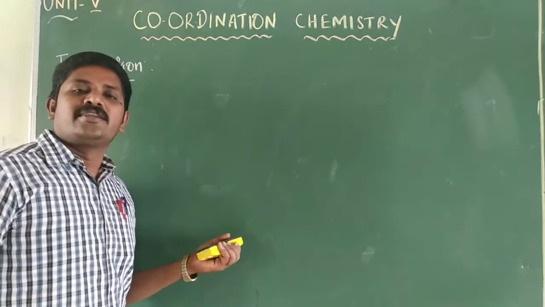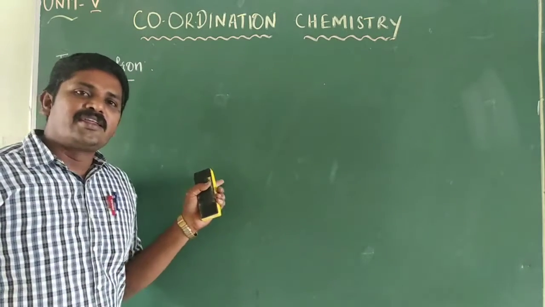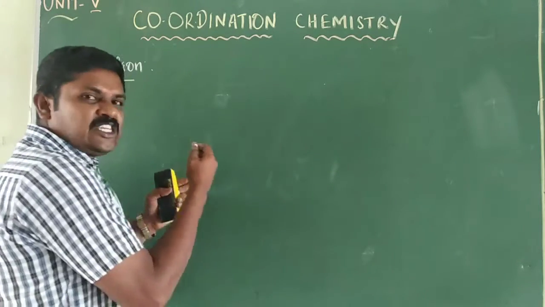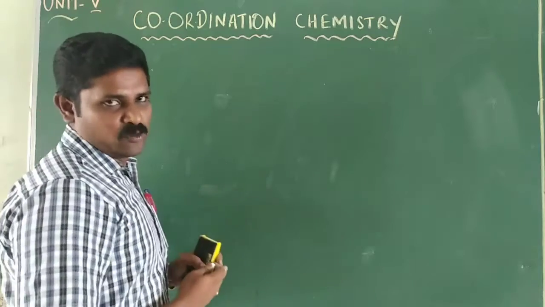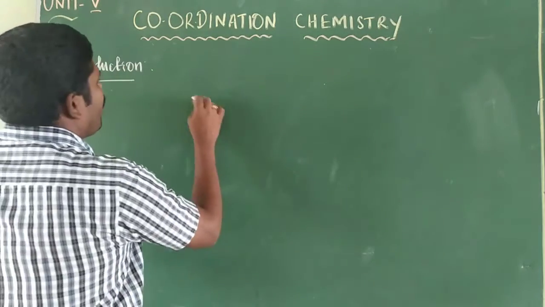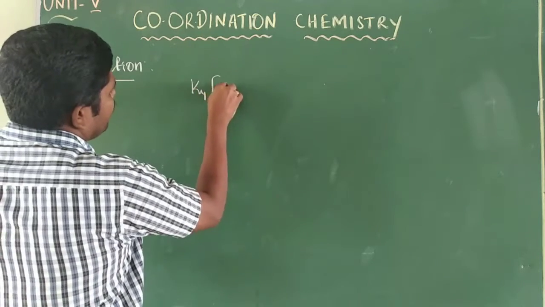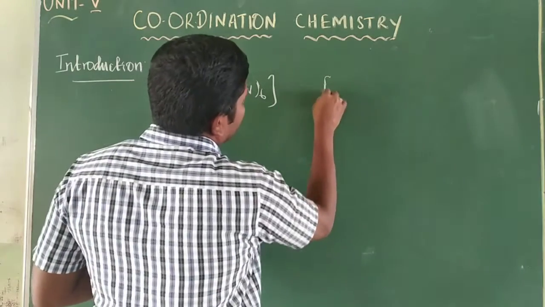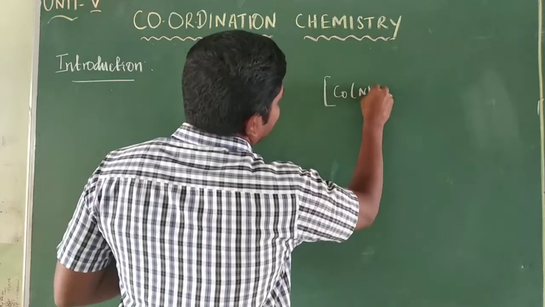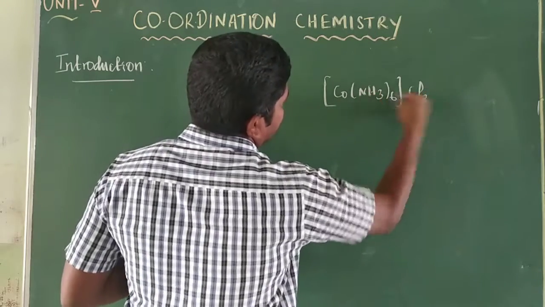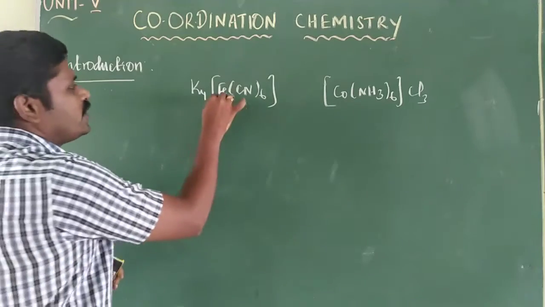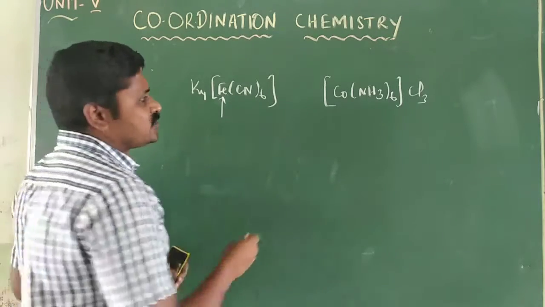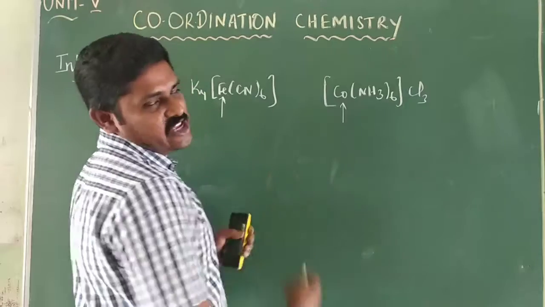Introduction. Already you know that in the previous unit, the transition metals have the tendency to form complex compounds. The example of a complex compound: K4[Fe(CN)6], right? And [Co(NH3)6]Cl3. It's a complex compound. The iron is a central metal ion. Iron is a transition element, and cobalt is also a transition element, right?